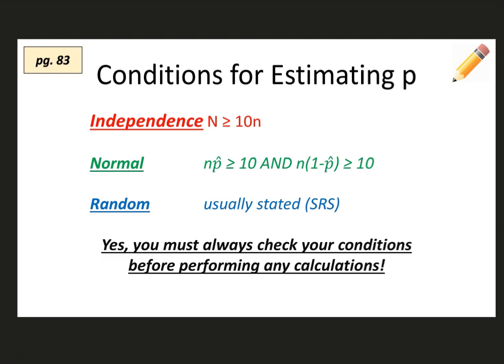Then we would say our sample is approximately normally distributed. And then lastly, the random condition is the same. It's usually stated somewhere in the problem. So we must always check conditions before performing any type of calculations.